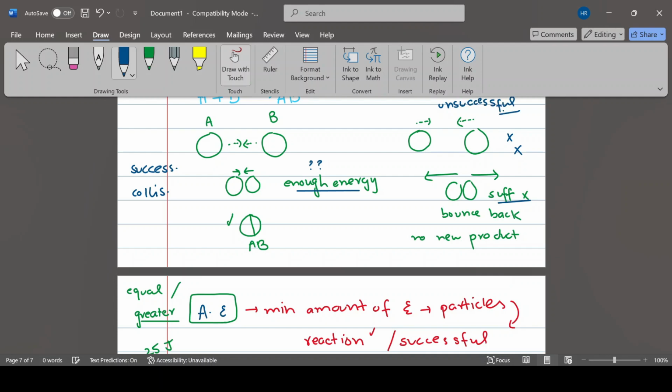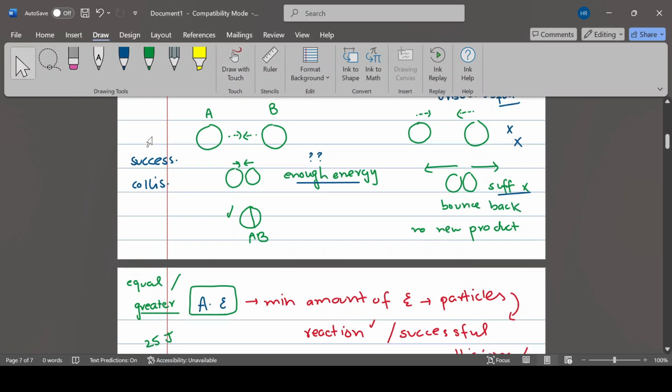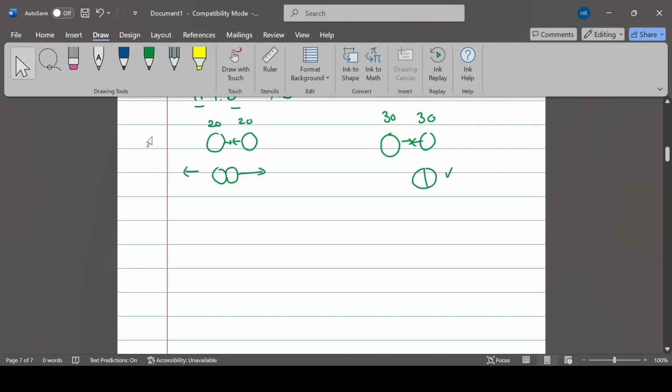So successful collisions, activation energy, and a reaction happening, all of these things are interconnected with one another. If you have a successful collision, that means the particles had enough energy, that means a new product will be formed or a reaction will take place. If there's an unsuccessful collision, that means the particles did not have sufficient energy, and that means no new product is formed, and a reaction won't take place. Make sense now? Yeah. Okay. Right. Now let's move on to the reaction profile diagrams.